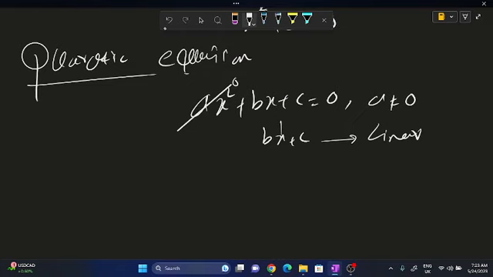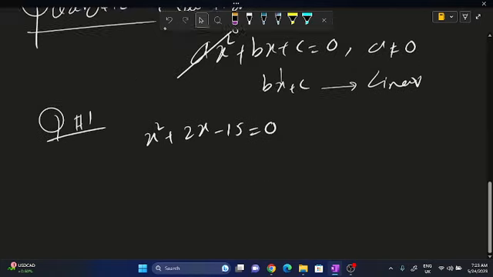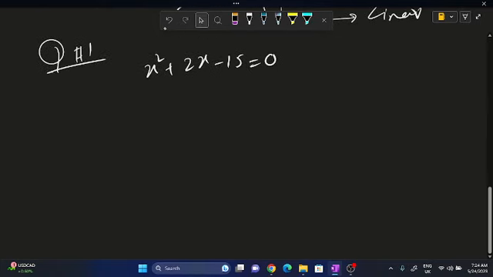Now I would like to solve one of the questions for quadratic equation to make it easy for you, so that you can understand what you have to do. So question number 1 is x square plus 2x minus 15 is equal to 0. First of all, look, this is quadratic. So if this is quadratic, then you have to first do two things. This is actually c, this is actually a, that is over here it seems to be 1.